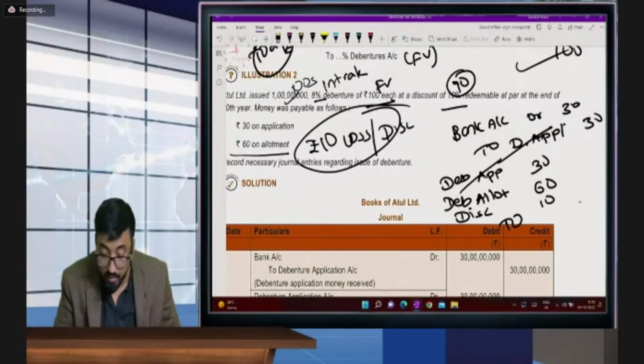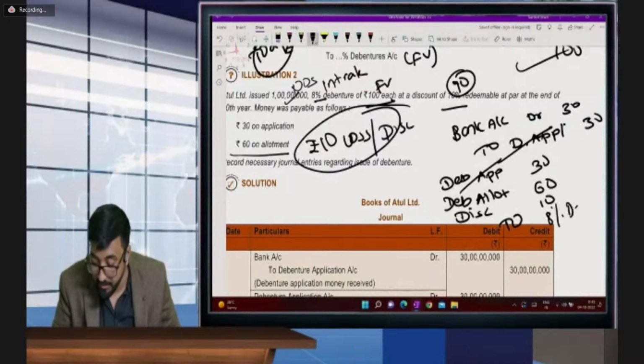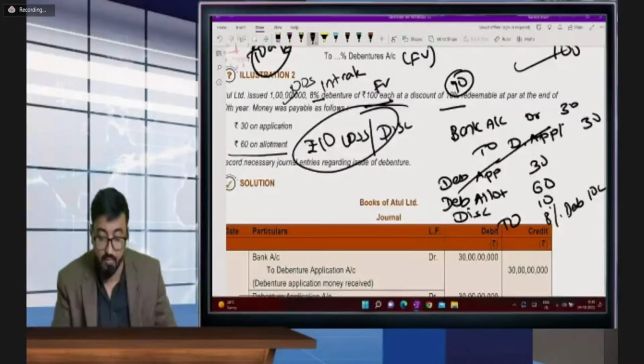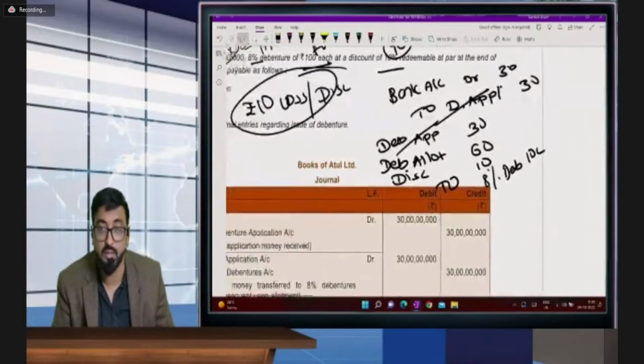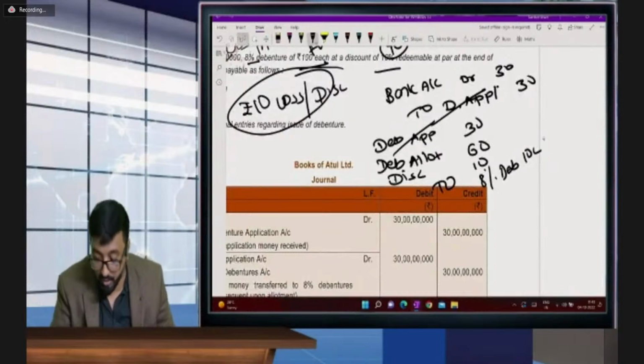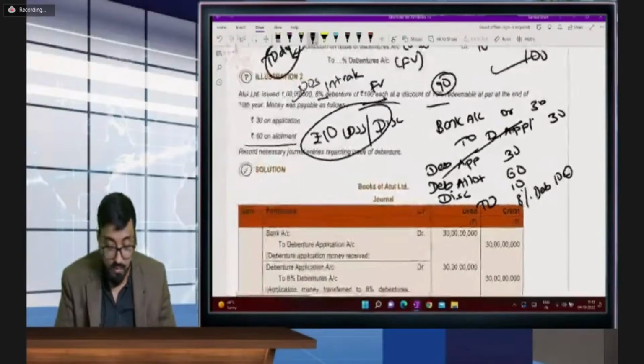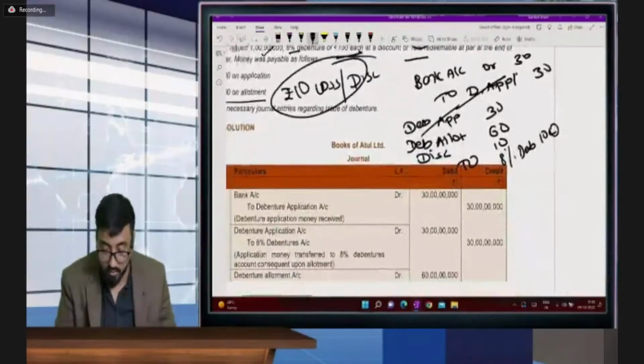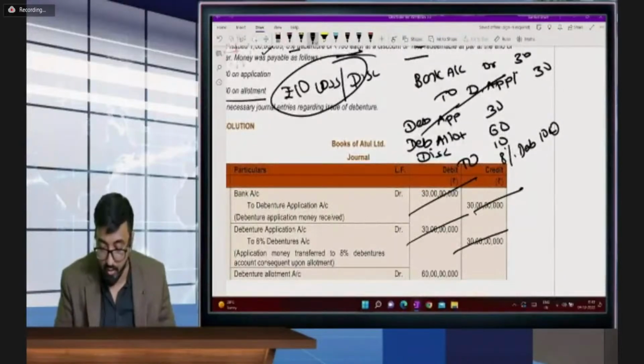To 8% debentures, 100. Application cancel. Allotment and discount to 8% debentures, 100. Now just multiply by the number of debentures. 1 crore, 30 crore, 30 crore, 30 crore, 30 crore.